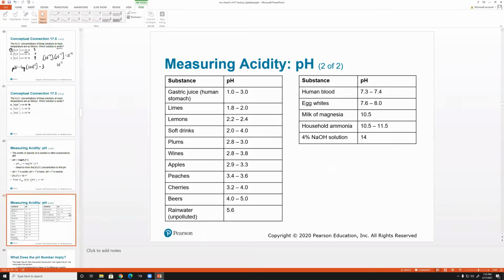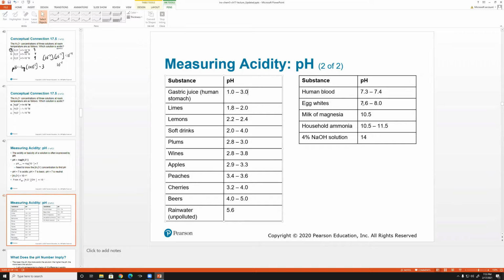So here are some pHs. Gastric juices in your stomach have a pH of 1 to 3, so it's very acidic. That's why if you throw up, it burns, because you have all those gastric juices coming up. Limes are pretty acidic. Lemons, soda, beer are acidic. Rainwater is a little bit acidic, like acid rain is 3 to 4. Human blood is 7.4. So we're all basic. Sorry to break it to you.